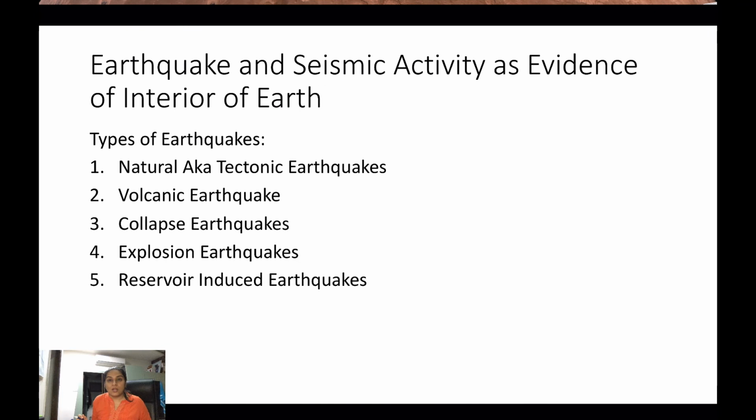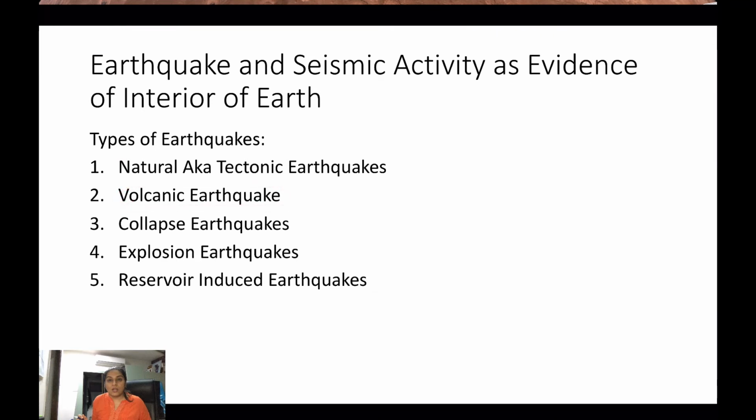So earthquakes are of different types. There are some natural earthquakes and there are some man-made earthquakes. Natural earthquakes are mainly of two kinds, one of them being the tectonic earthquake, and another one is the volcanic earthquake.